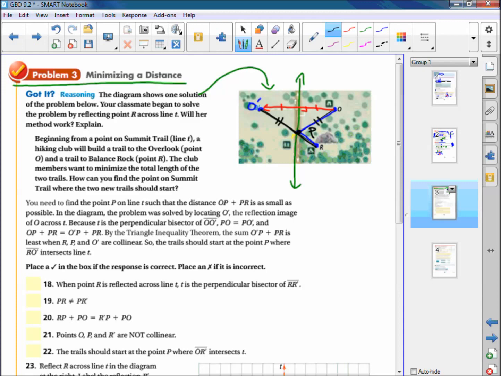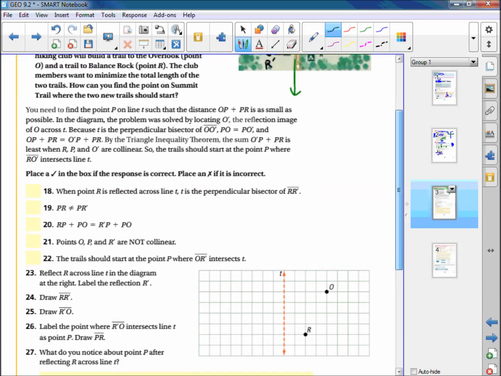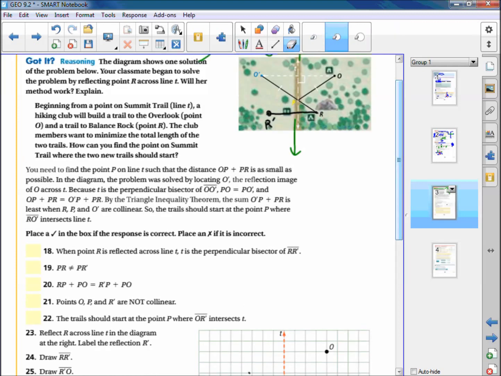All right, so your classmate did the problem a bit differently. Instead of first reflecting O prime, your classmate tried to reflect R prime. So they did this reflection. And we want to see if it will still give us the same answer to see if they did it right. So put a check in the box if the response is correct. Place an X in if it is incorrect. So let's give this problem a try again.